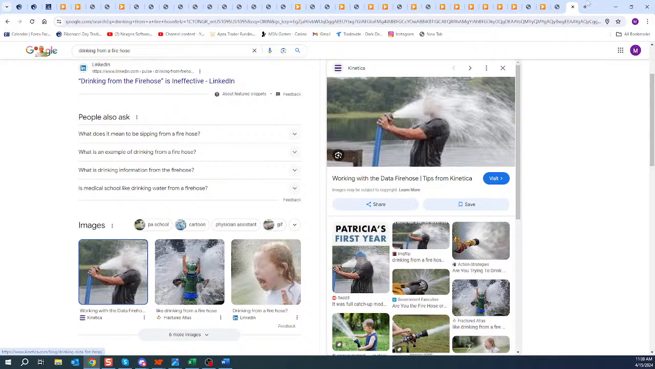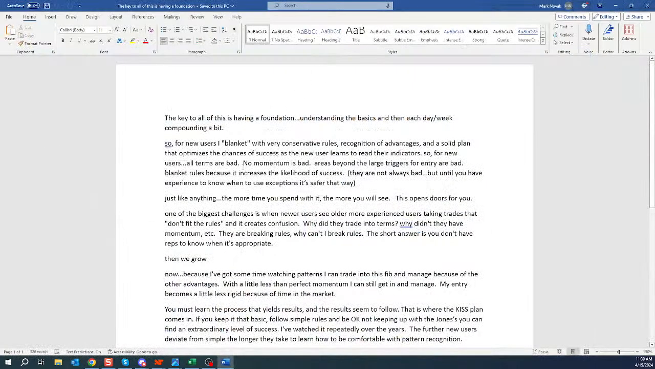But the reality, guys, and the truth of it is that if you keep it simple at first, if you commit to learning about momentum, and then you look to add to your understanding of momentum rather than looking for the trade, you're good. So for you new users, I blanket with very conservative rules, the recognition of advantages, that solid plan that optimizes your chances of success. You won't be good at it on the first day, the second day, or even the third day, Troy. But if you come in and you commit to getting a little better every day, there's no doubt in my mind you'll get exactly where you want to be.